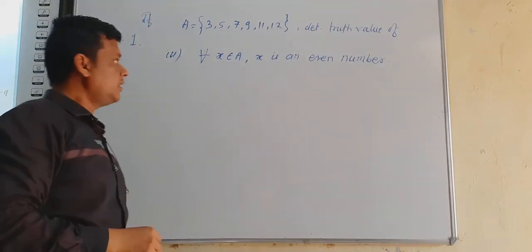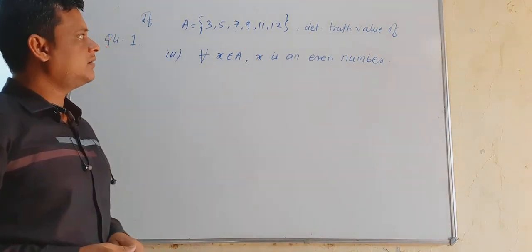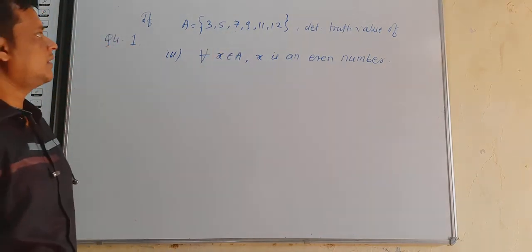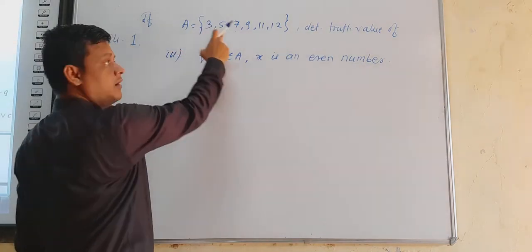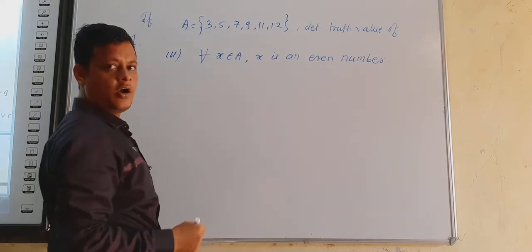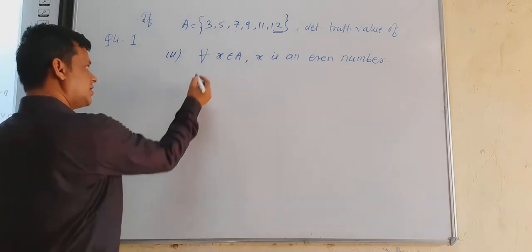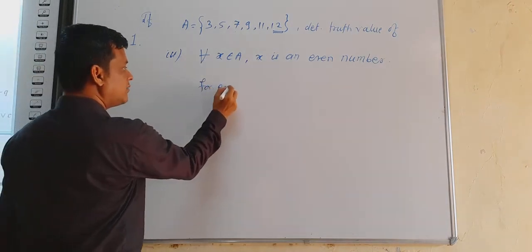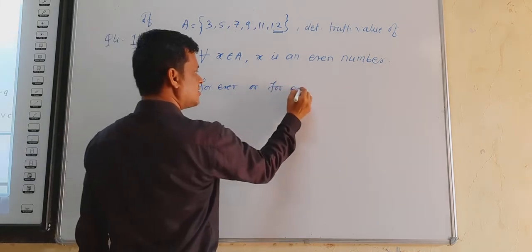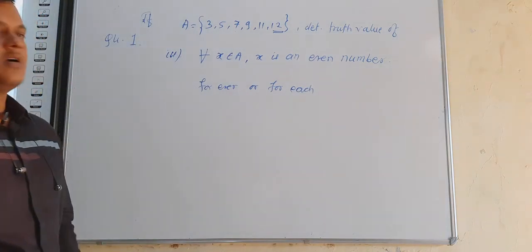See the next example. For all x belongs to A, x is an even number. But if we observe the set A, 3 is an odd number, 5 is an odd number, 7 is an odd number, 9 is an odd number, 11 is an odd number. Only 12 is an even number. And here the condition is for every, or for each. That means the given statement is a false statement.